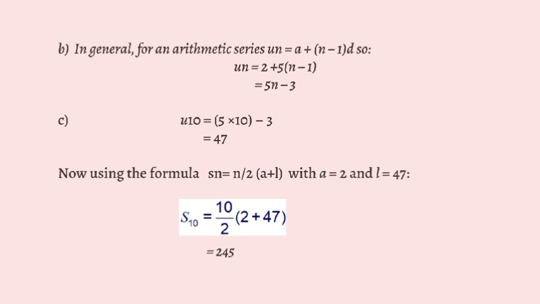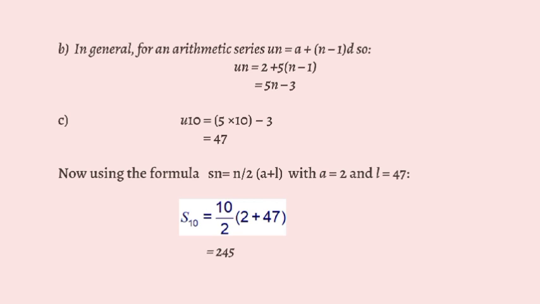The answer for the second question: in general for an arithmetic series, un equals a plus (n minus 1) times d, so we can write un equals 2 plus 5 times (n minus 1), so we get the result 5n minus 3. For the third answer, u10 equals 5 times 10 minus 3, so we get u10 equals 47.